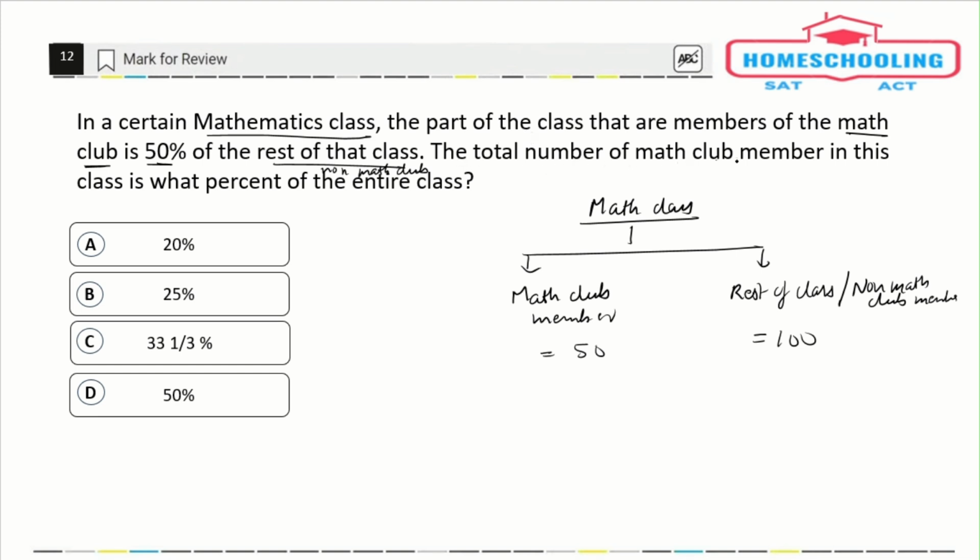So the maths club members, 50, is what percent of the entire class? The entire class is maths club members and non-maths club members, so that would be 50 plus 100. That would be 50 by 150, which is 1 by 3. So that would be 33.33%, or it can also be written as 33 1 by 3. So option C will be your answer.